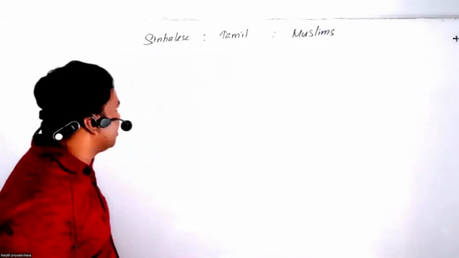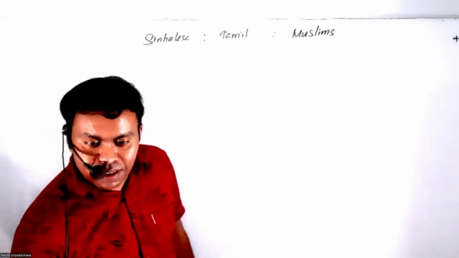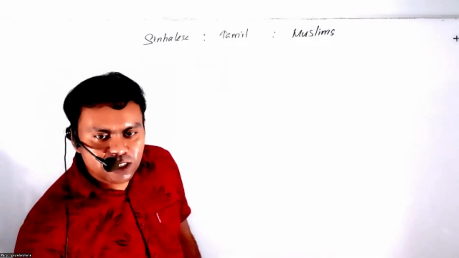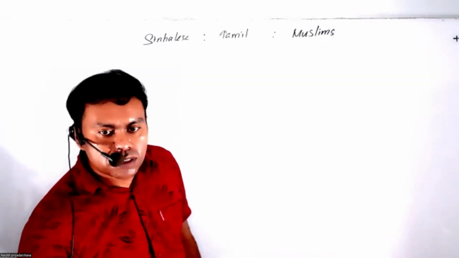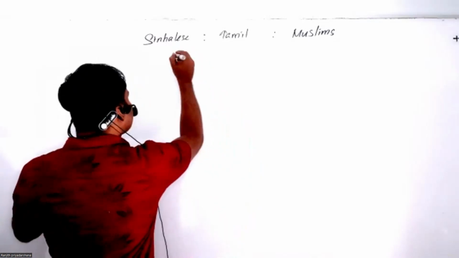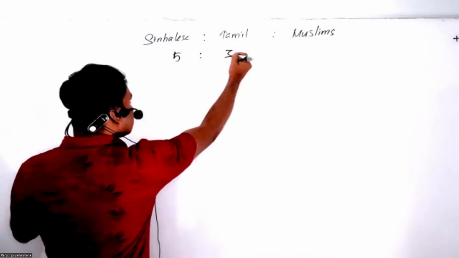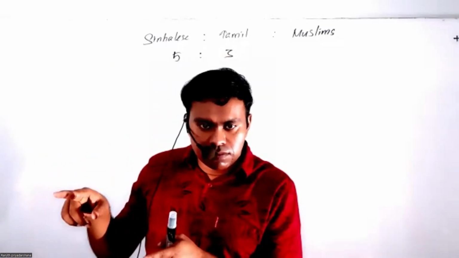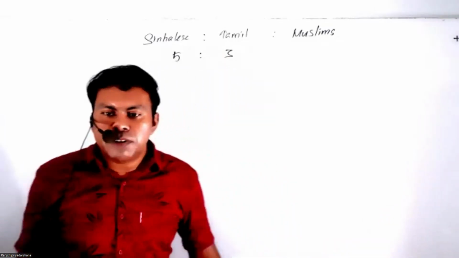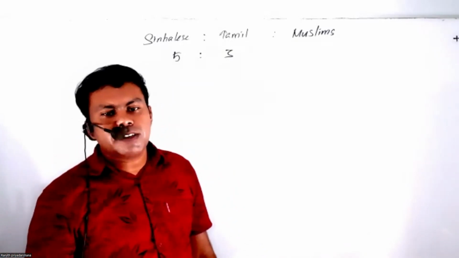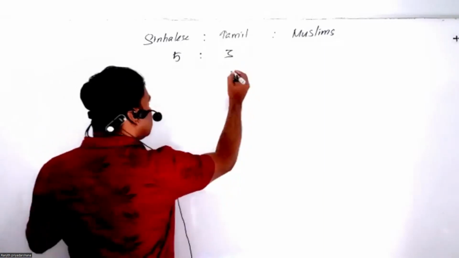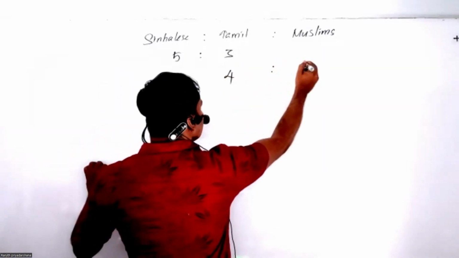So that's the usage, but that's not actually right. So next, Sinhalese to Tamil 5:3. Next, Tamil families to Muslim families 4:1. Tamil to Muslims 4:1.